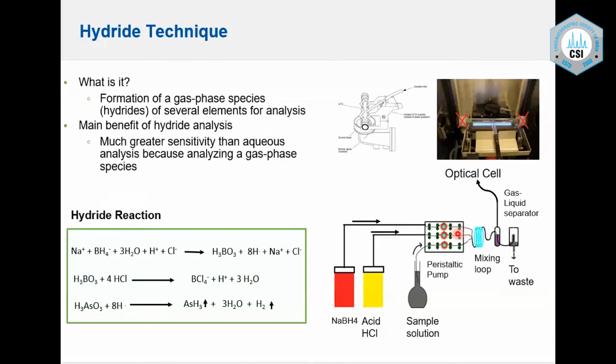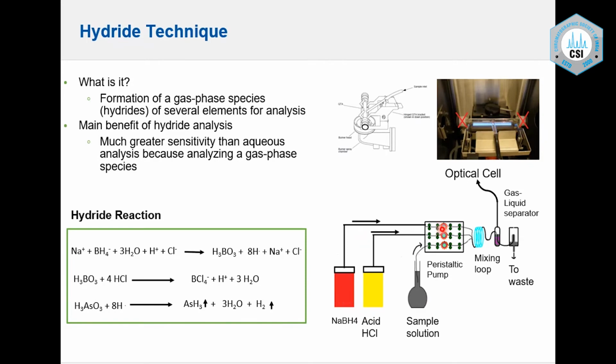The hydride technique is most suitable for hydride-forming elements. Elements like mercury, arsenic, selenium, antimony, bismuth and tellurium are hydride-forming elements, and they can be determined at very low detection limits with the hydride kit. This hydride instrument is coupled to the atomic absorption spectrometer. The process is mentioned here. For hydride formation, we use sodium borohydride. The sodium borohydride and the sample solution run into the mixing loop using a peristaltic pump. The sodium borohydride is in alkaline pH, and we use HCl or nitric acid with the sample.